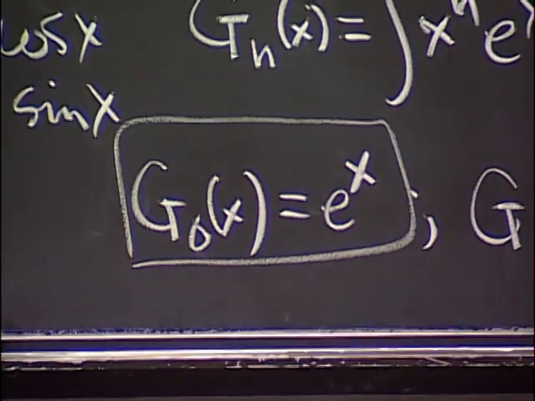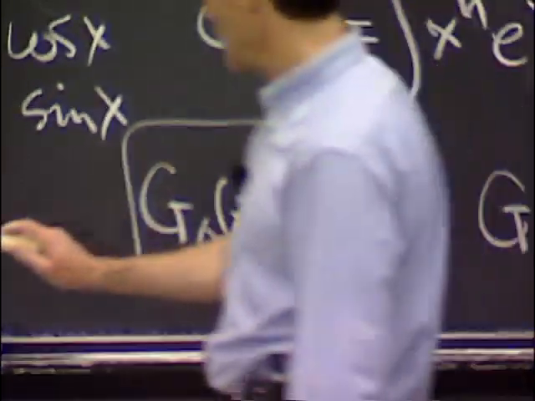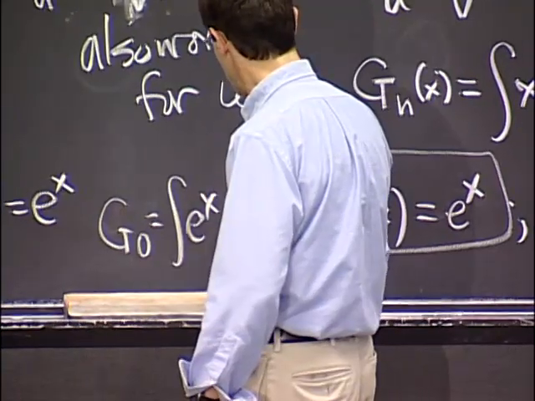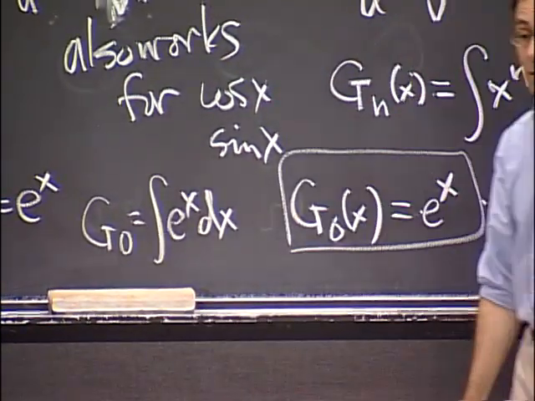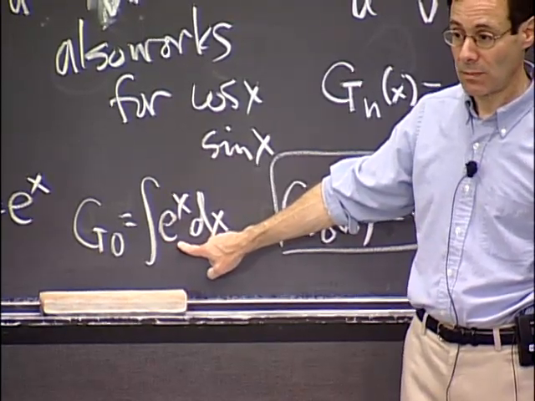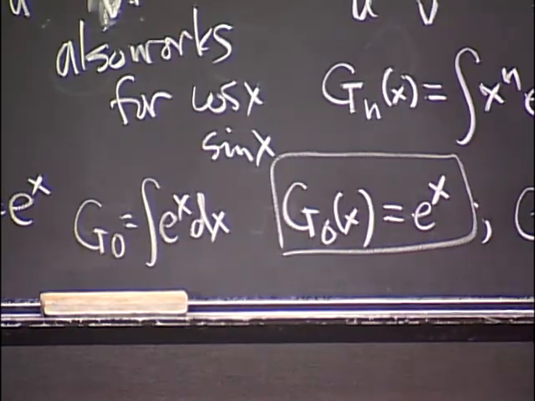What I did was I first wrote down the formula for g0, which was g0 is equal to the integral of e to the x dx, because there's an x to the 0 power in there, which is just 1. And then I know the antiderivative of e to the x. It's e to the x.